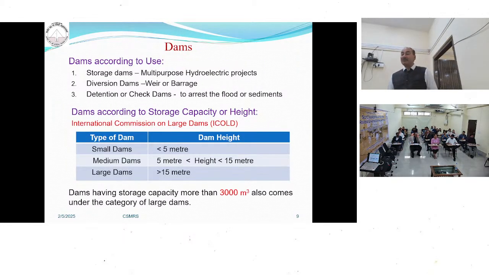In the previous lecture, sir has already explained that, depending upon the height, the International Commission on Large Dams classifies dams in three categories: small dams, less than 5 meters; medium dams, 5 to 15 meters; and large dams, more than 15 meters. But there is one more definition. If the capacity of the reservoir is more than 3000 cubic meters and the height is between 10 to 15 meters, that also comes under large dam. So these are the broad classifications.